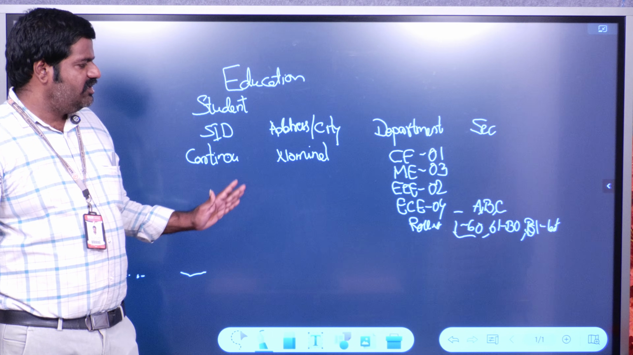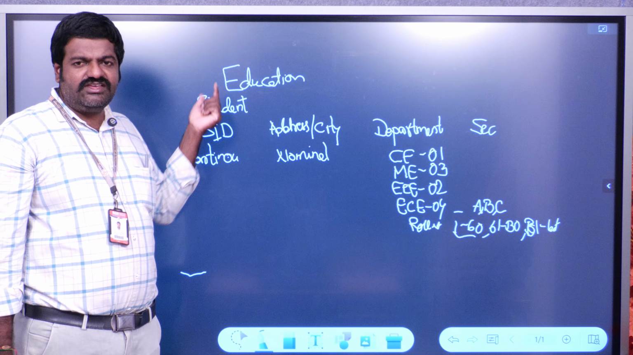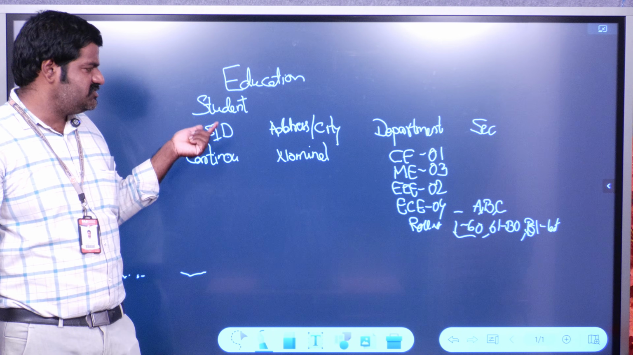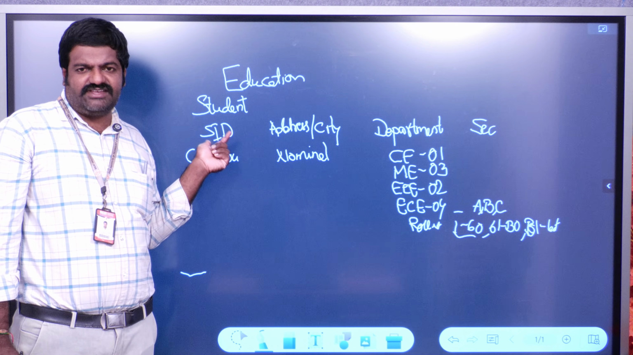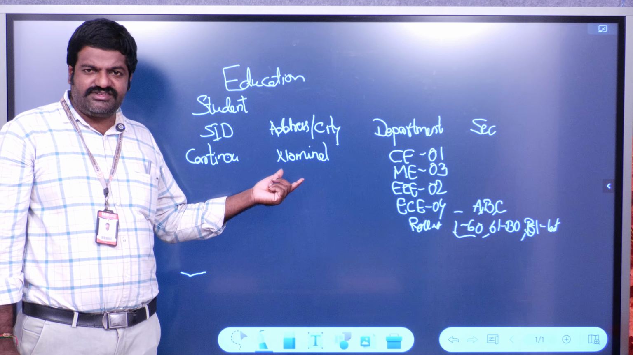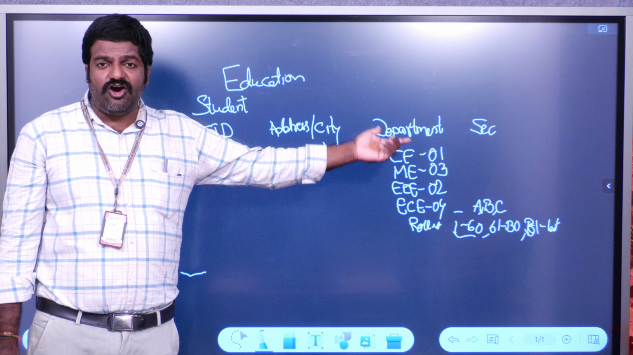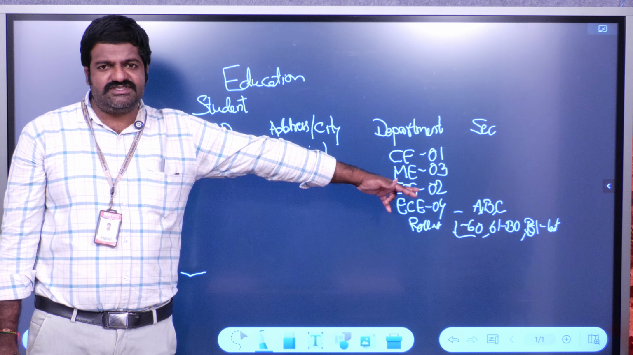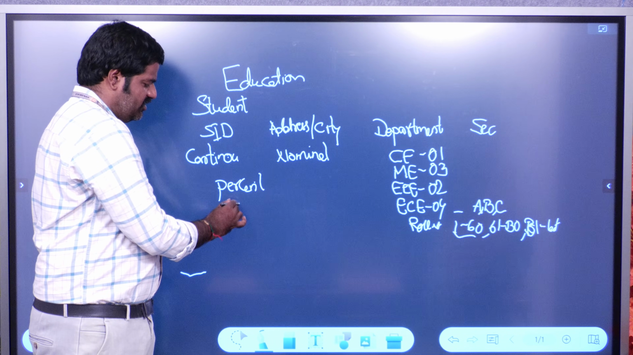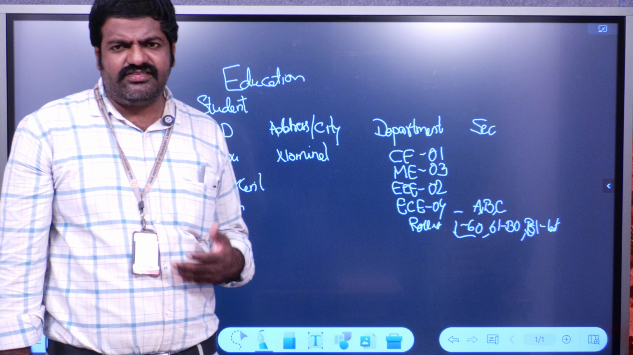Like that, if you consider any data, here I considered student data. For each attribute, I identify the type of that data. The attributes are SID, student ID, which is continuous. Next, student address or city, which is nominal. Department is ordinal. Sections A, B, C are again ordinal. Percentage comes under ratio. Similarly, MSET rank is again continuous.